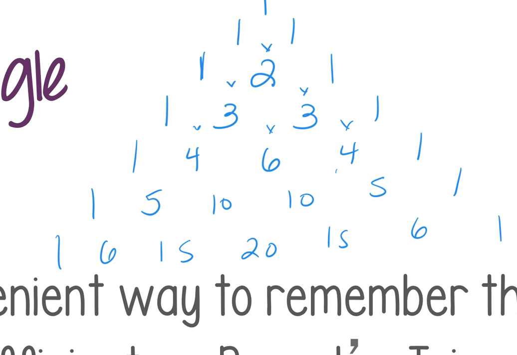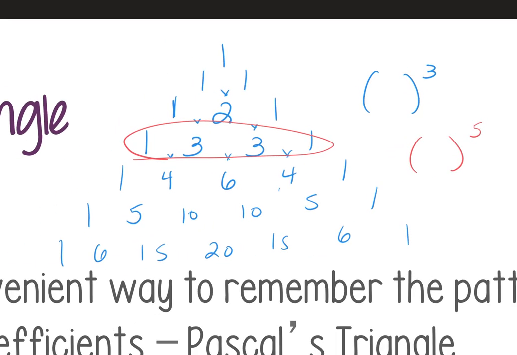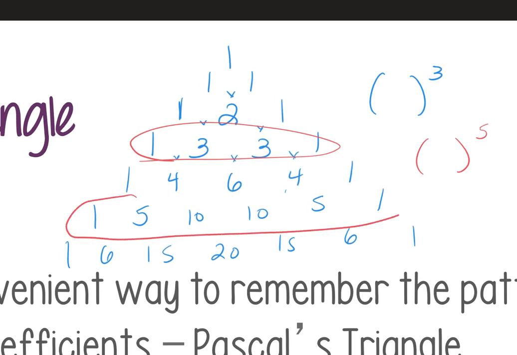So if I'm raising something to the 3rd power, I'm going to go to the one that after the 1 starts with 3, because they all start with 1. It's always 1 more than your exponent. So if I'm raising something to the 3rd power, there are 4 terms. There should be 4 terms in the line you grab. If I'm raising something to the 5th power, I go to the line that starts with 1, then 5. And those are going to be your binomial coefficients.